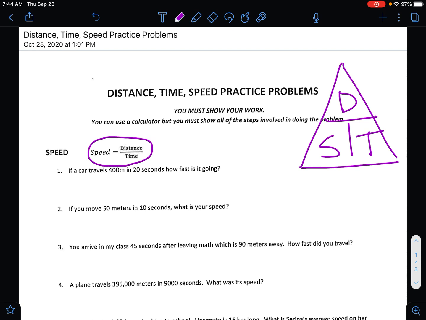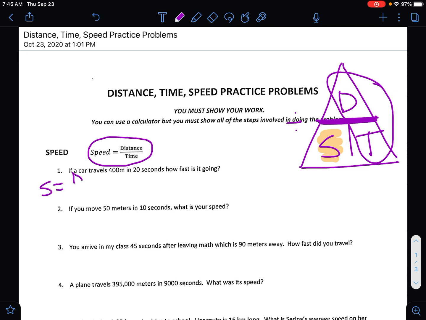We see that we have the formula right here for speed, and that makes sense because what we are finding is what we are covering up, right? And so we are left then with the formula distance divided by time. This line here indicates a division, all right? So let's do a couple of practice problems with speed.